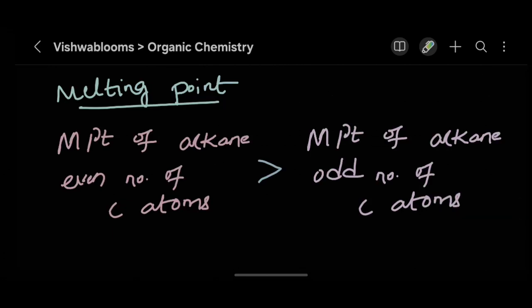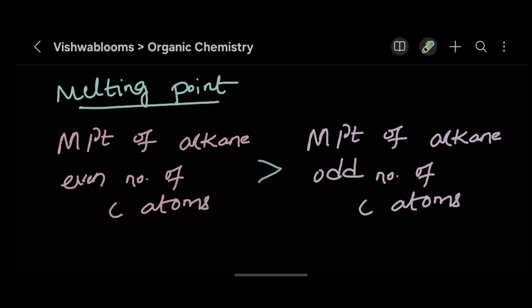Now we have seen density, solubility and boiling point of alkanes. These followed some regular trend, but coming to melting point, it does not follow a regular trend. It has an irregular trend. So let us try to understand this trend as well. The melting point of an alkane having an even number of carbon atoms is greater than the melting point of an alkane having an odd number of carbon atoms. So this is the trend, okay?